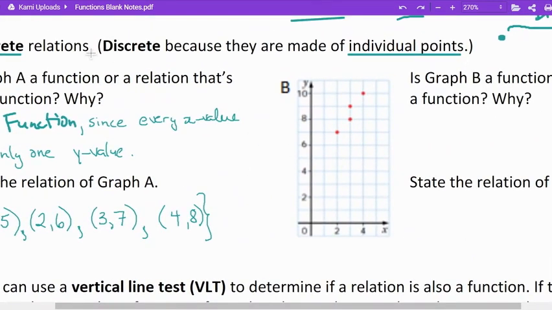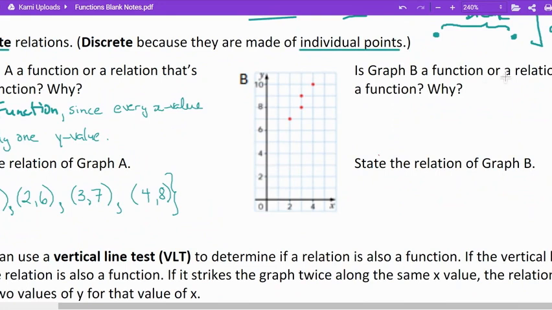Let's look at another discrete function. All right, so looking at graph B, is graph B a function or a relation that's not a function? Function or not function? Okay, so let's take a look at these dots. Again, we've got a set of ordered pairs. First dot, x is 2, y is 7. Excellent. Second dot, I've got a problem. X is 3, y is 8, and x is 3, y is 9.